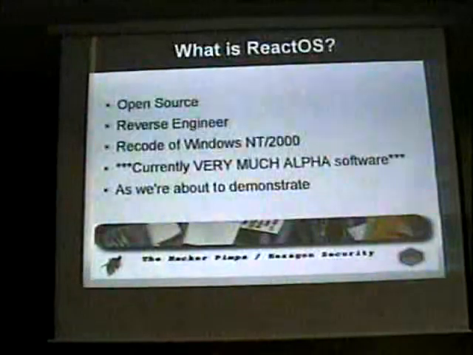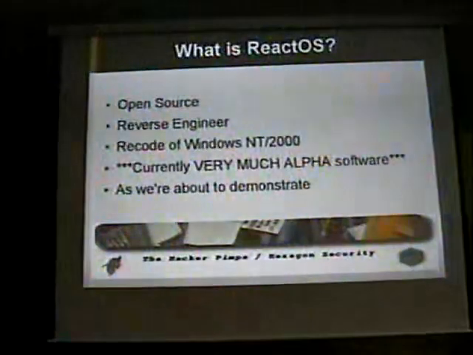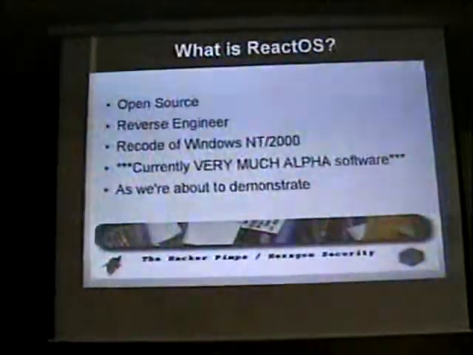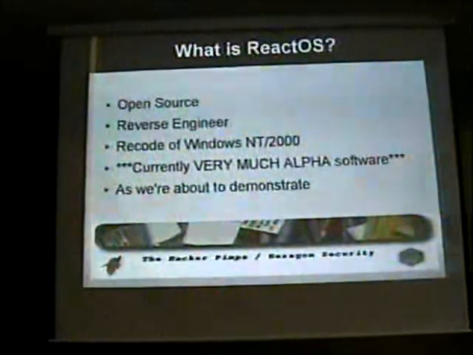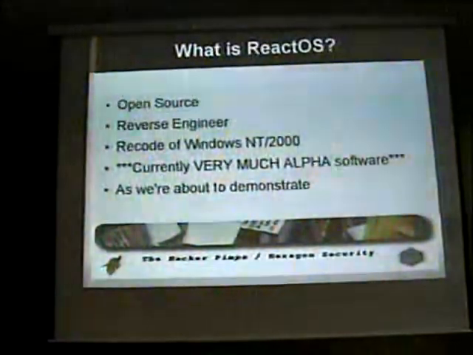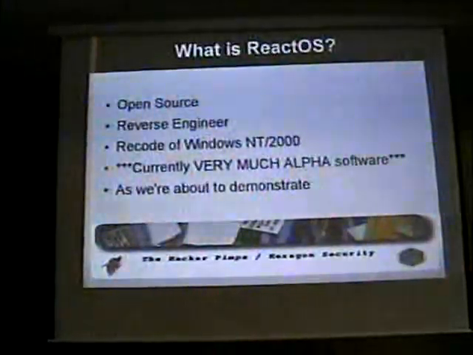So what is ReactOS? It's an open source reverse engineer of the Windows NT system, pretty much. Basically, what they've done is, from the kernel on up, have designed their own operating system based on a clean room reverse engineer of NT and 2K. It's currently very much in an alpha state, as we're about to show you.